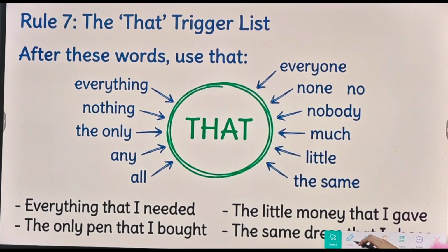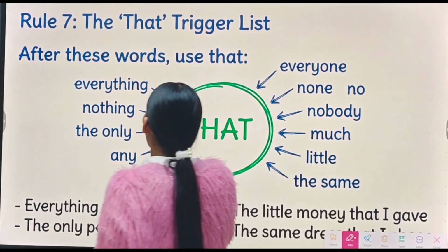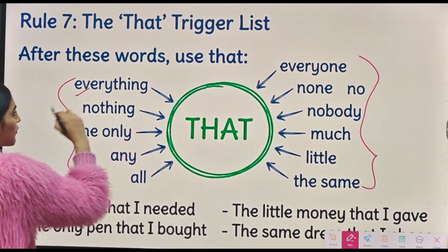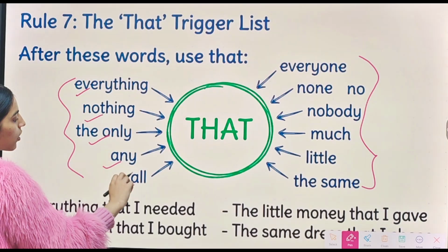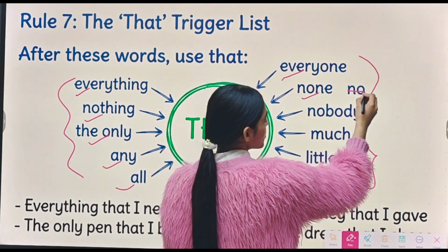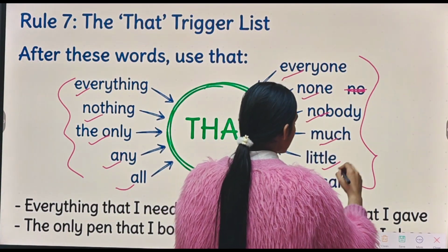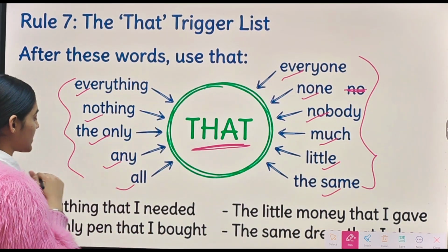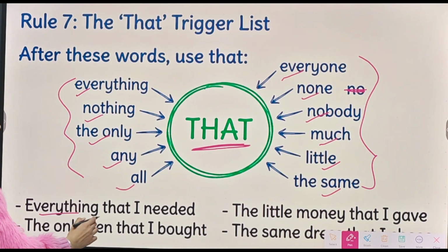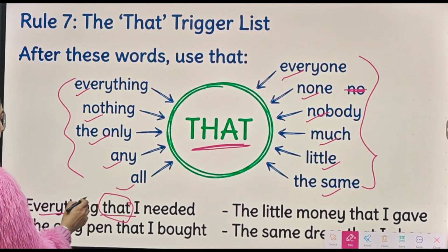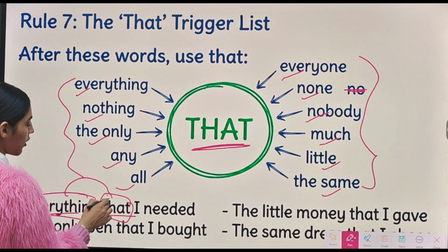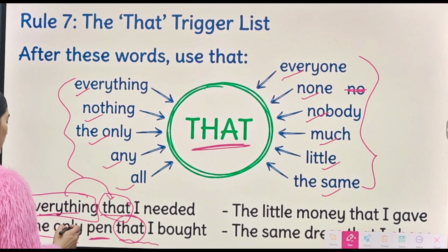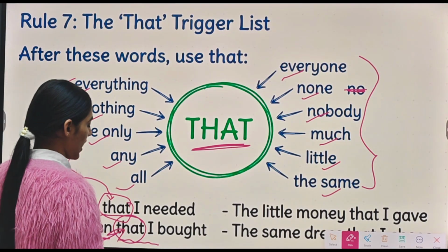Now moving on, we have rule number seven. So let's see. After these words, we will use that. Along with everything, nothing, the only, any, all, everyone, none, no, then we have nobody, much, little, the same. So along with these words, we will use the relative pronoun that. So let's see the example that we have. Everything that I needed. So here along with everything, we have used a relative pronoun which is that. Then we have, the only pen that I bought. So here along with the only, we have used that.